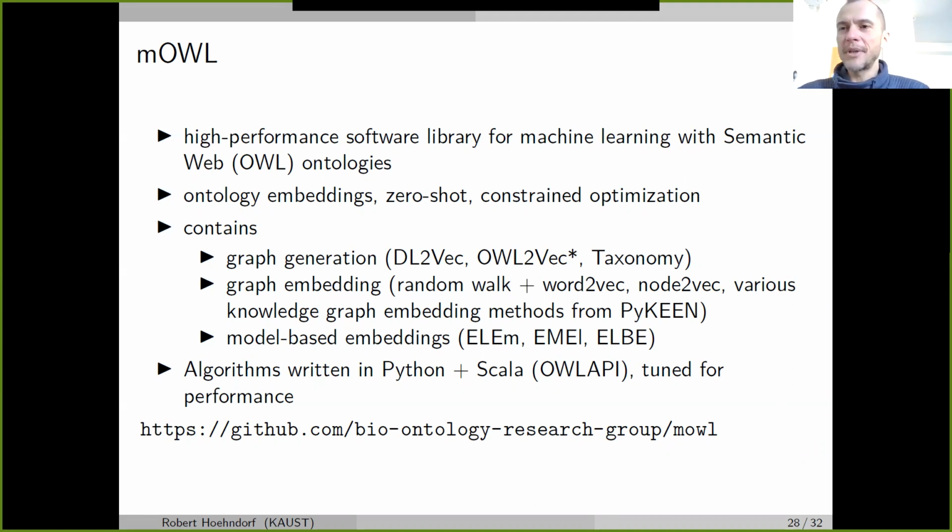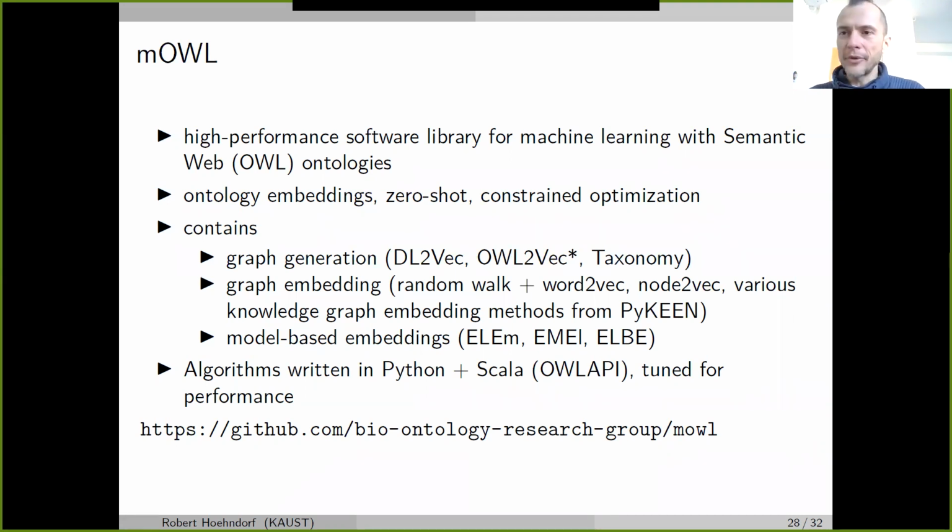It's designed to be high performance, so it's bridging Python, and some algorithms are written in Scala, mainly because most of the work on ontologies requires the JVM because they need access to the OWL API. So it needs to have this bridge between Java and Python.